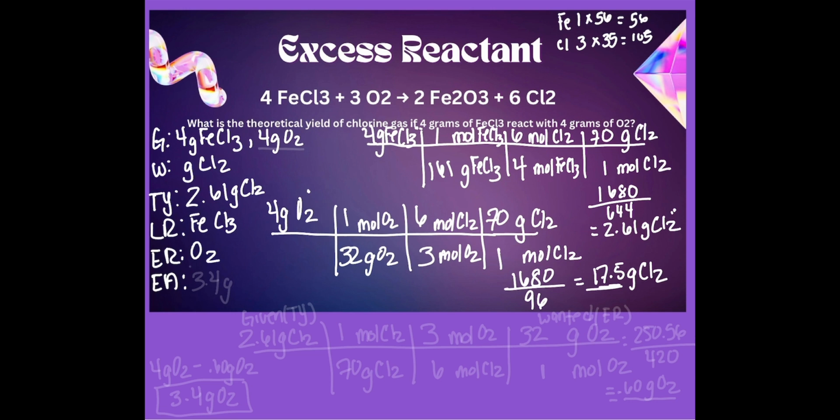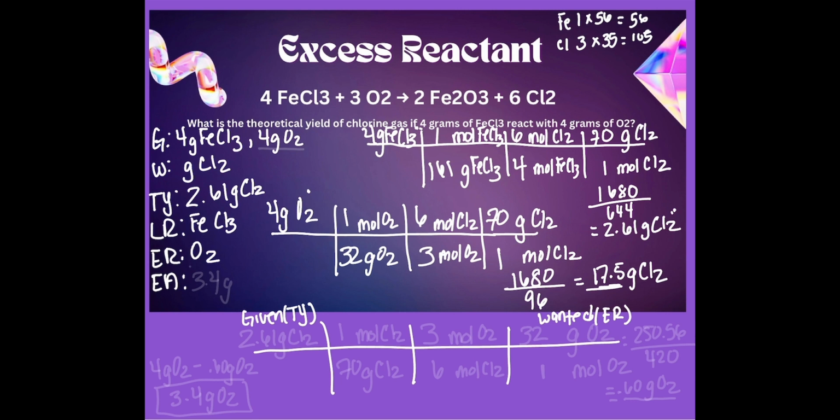Now that we have our excess reactant, we now want to find the excess amount. Okay. How much excess is remaining? All right. So in order to do that, now we have to set up a third railroad track. So I'm going to do the third railroad track down here. Your third railroad track, your given, is going to be your theoretical yield, your TY. Your wanted is going to be your excess reactant in grams. Because remember, we're going from grams to grams.